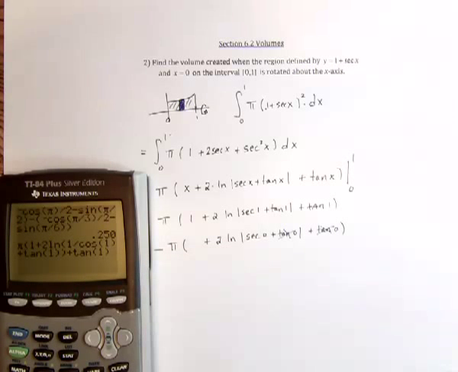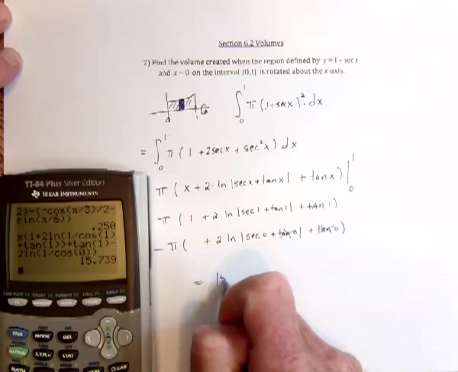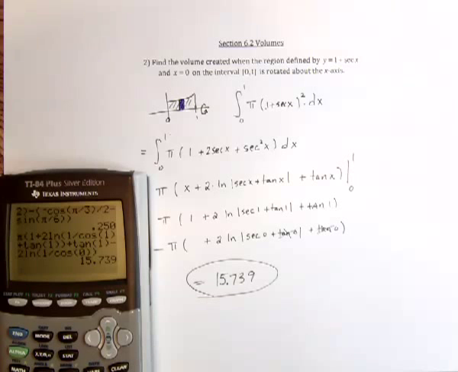And then we need this part. So, I forgot to say, subtract 2, the natural log of secant, so that's 1 divided by cosine of 0, which is actually 1, and the natural log of 1 is 0, so actually that's gone too. But we've already typed it, so grand total, 15.739 cubic, whatever the units are.